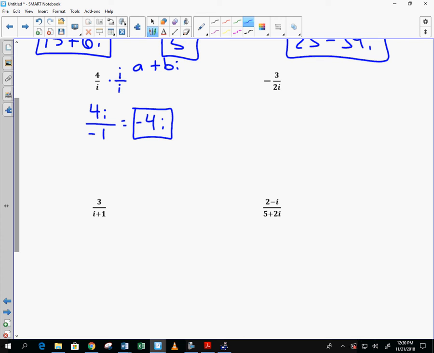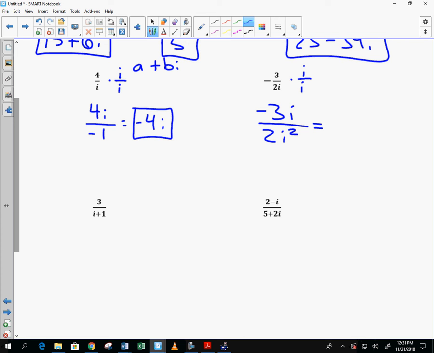Negative 3 over 2i. Multiply top and bottom by... A lot of people say 2i. 2i would be a little bit excessive. We just need to do i. We don't need to get rid of the 2 or anything. So I get negative 3i over 2i squared.